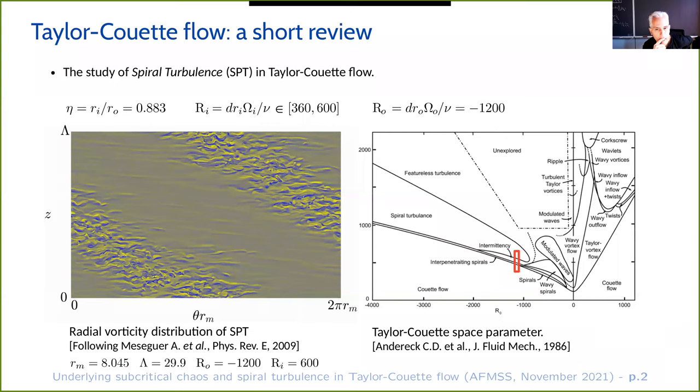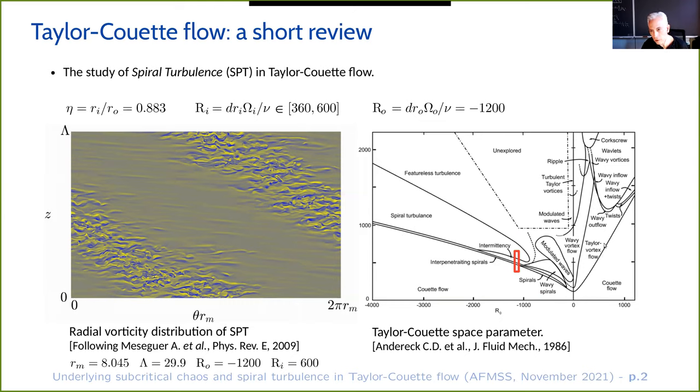And we are going to focus on a very specific region of parameter space. Here on the right, you have what we call the classical regime diagram. In this diagram, as a function of the outer Reynolds number and the inner Reynolds number, you have all the types of flows that have been observed experimentally. In this lower region, you have the circular flow, in which the fluid particles are moving only azimuthally, without axial speed, without radial speed. But above this critical line, you may have different kinds of secondary patterns that bifurcate from the basic flow.